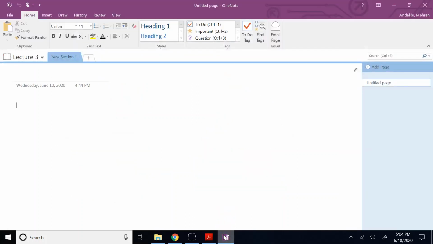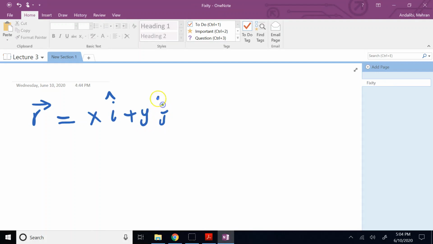So in the Cartesian coordinate, we have r to be x times i plus y times j plus z times k. By the way, whenever I use this hat, it means that quantity is a unit vector. If I use an arrow, it means it is a vector. If there is a hat above it, it means it's a unit vector. Magnitude of it is 1. So now I take a time derivative of this.